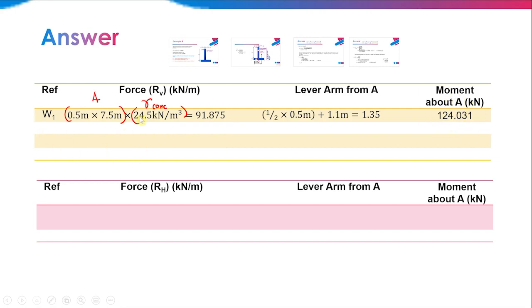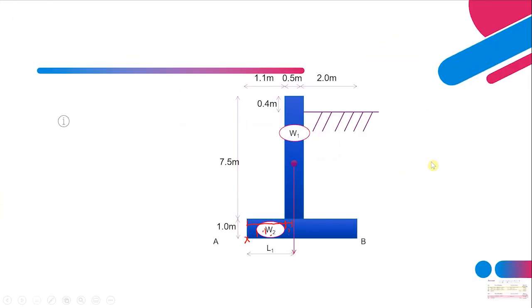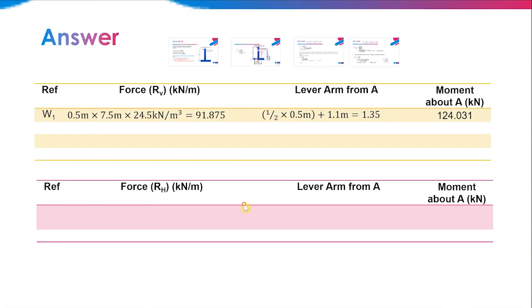We will calculate for W2. For W2, so the bottom one I call W2. Okay, for W2 likewise, get its area. The area is 2 plus 0.5 plus 1.1, you will get 3.6. So this is the total, 3.6 times 1 meter. And then you just multiply by its unit weight of concrete. And this is the answer.